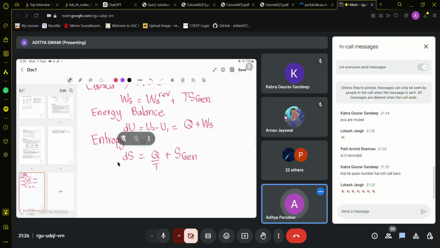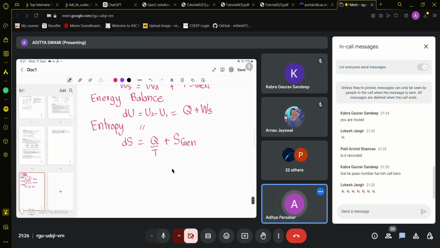In almost any question, after you write the energy and entropy balances, usually the next step in order to move forward to the other thermodynamic properties is to substitute Q in terms of entropy. So how am I going to do that here? Q is going to be TdS minus T Sgen. Now I want to substitute this back in the first equation.